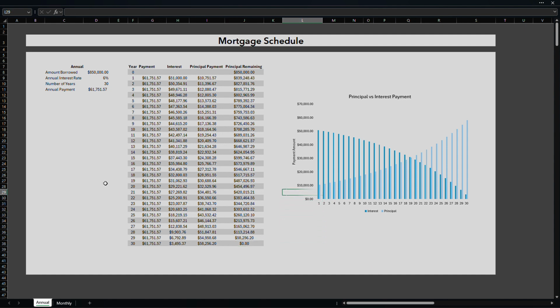This graph over here is pretty helpful in understanding how interest and principal swap out throughout the loan. Like I said, this can be used for bonds, leases, things of that sort.